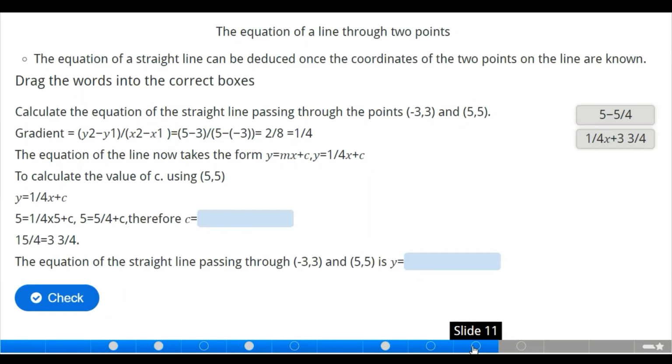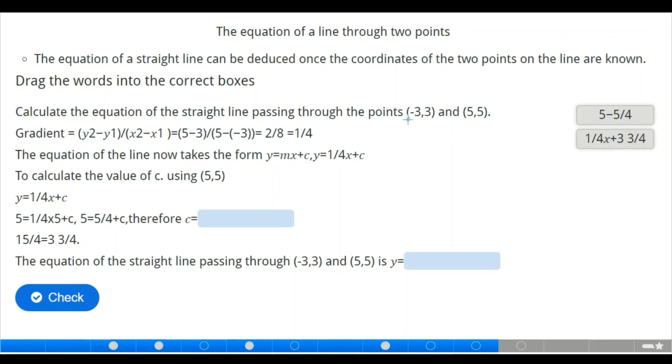Okay, now let's look at the equation of a line through 2 points. What happens when we have 2 points? How are we going to solve the equation? Now we are told that the equation of a straight line can be deduced once the coordinates of the 2 points on the line are known. So now if you have the coordinates of the x-axis and y-axis, we can actually deduce the equation of that line.